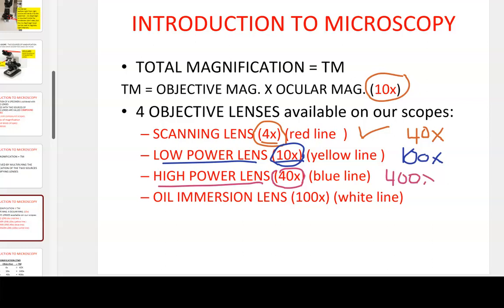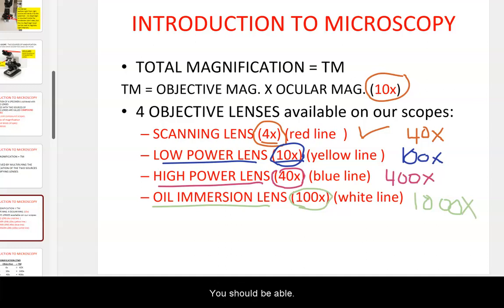Finally, as we switch to the highest magnification, which is the oil immersion objective, now the image is being magnified 100 times, which when multiplied by the 10 times of the ocular, the total magnification will be 1000 times. So the maximum magnification that we can achieve with our scopes is 1000 times magnification.